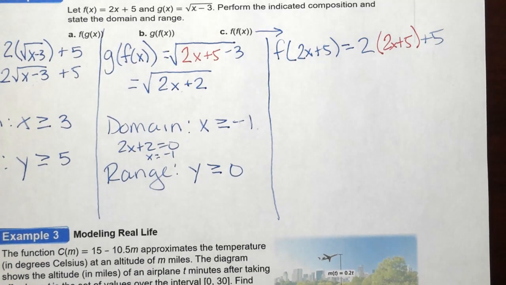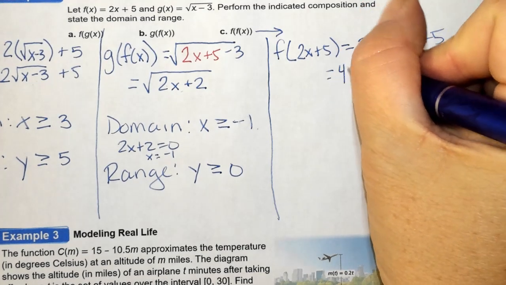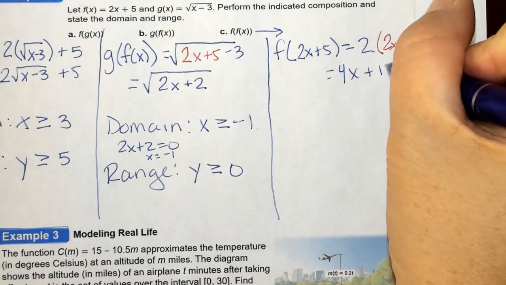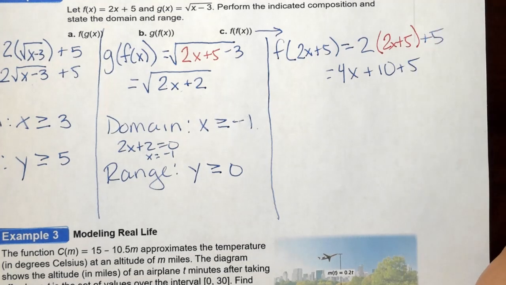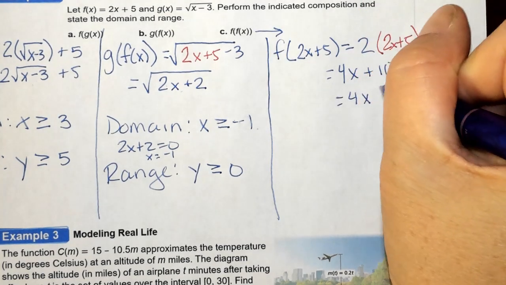Okay, so now we just have to combine our like terms. This one shouldn't be too bad. First, you're going to distribute. So 2 times 2x gives you 4x. 2 times 5 gives you 10. Then we have a plus 5. So we're going to combine our 10 with our 5. We get 4x plus 15.